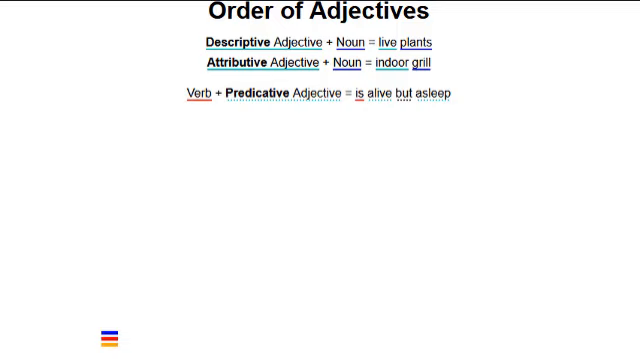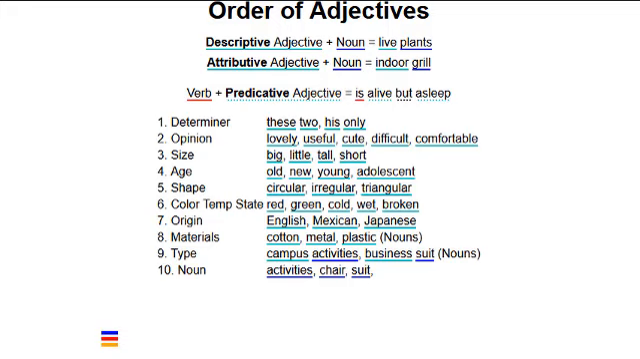Whether adjectives are used to modify nouns or complement verbs, there is an accepted order for combining them. It's more flexible than the order of determiners, but some should always follow others. There are at least 10 kinds of characteristics: opinion, size, age, shape, color, temperature, state, origin, material, and type. That sequence is also the order in which they should be combined.